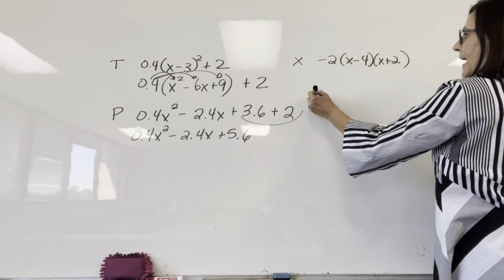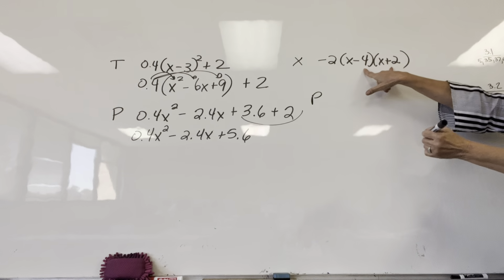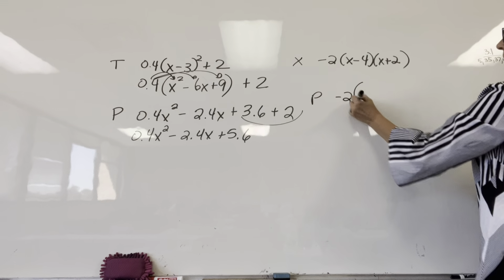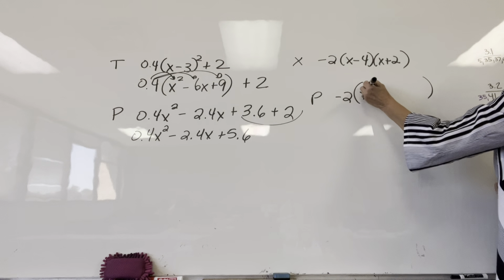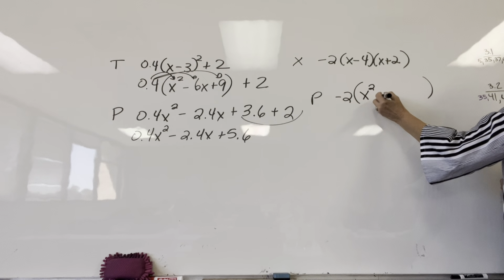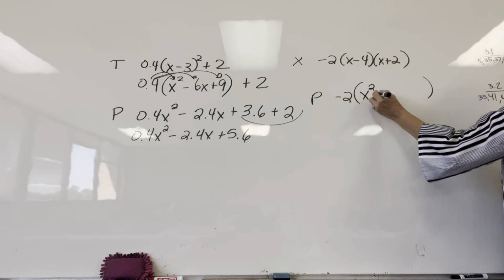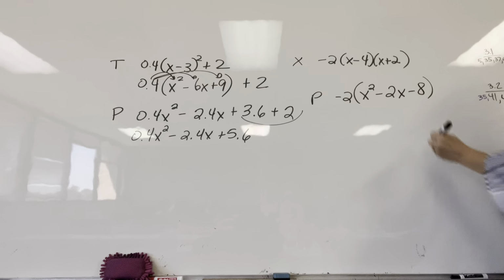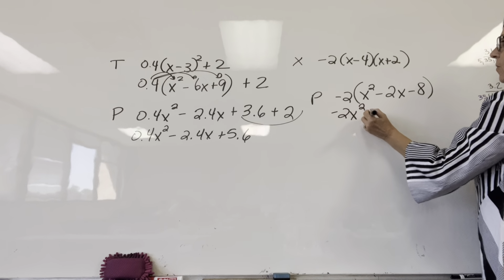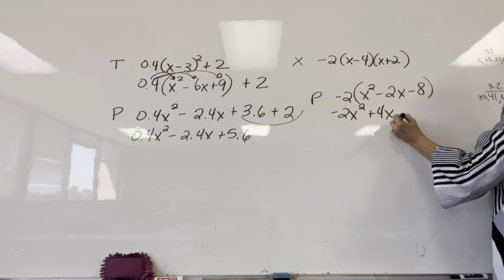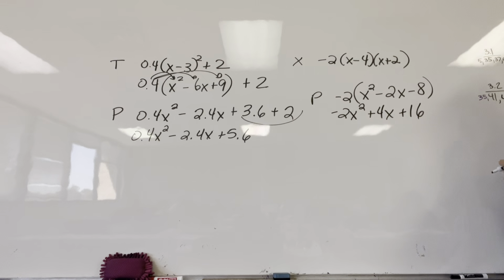Just multiply it out. We're going to multiply the binomials. And what are the binomials multiplied? Minus 2x minus 8. So it's negative 2x squared plus 4x plus 16.